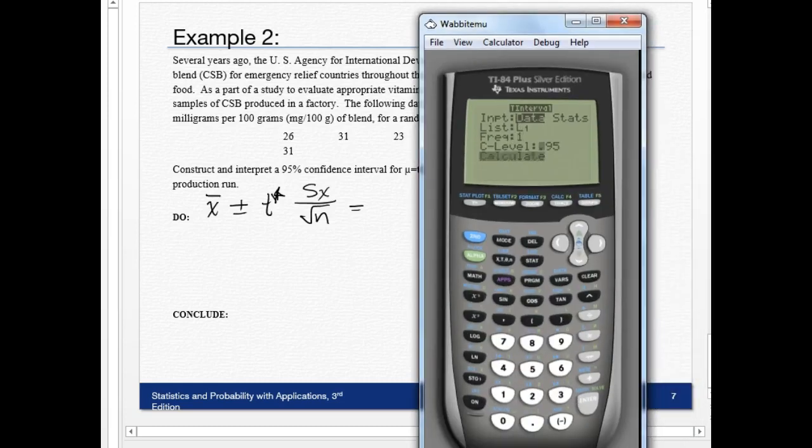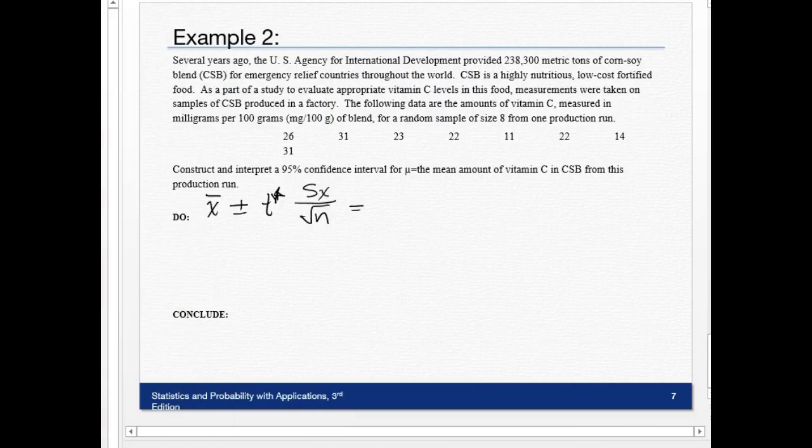Now, if I come down to calculate, notice what it gives me on my output. There's my confidence interval, but there's my x bar, and there's the standard deviation of that data. It does it all in one click. All right, so the work that you need to show me needs to have the x bar, the s value, and the t star. So you're going to have to go back and find t star, although the calculator already did it. I get that, but you already have your answer. So I'm going to move my calculator so I can write this down for you.